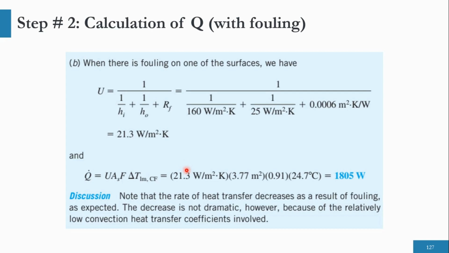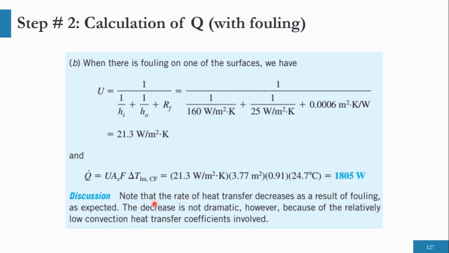Again, substituting the value 21.3 into 3.77 into 0.91 into 24.7. This is LMTD, this is correction factor, this is surface area, and this is U. So accordingly, the answer will be 1.805 kilowatt or 1805 watt. So you can see that with fouling introduction, the heat transfer rate is decreased by 25 watt.